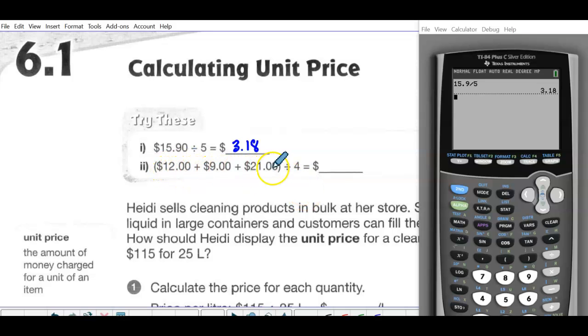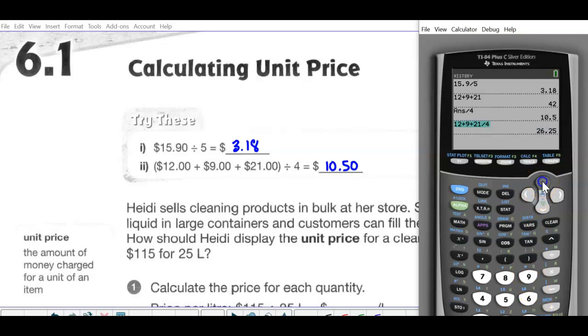Next one, adding up all of these. So notice the brackets. We've got to do those first. So 12 plus 19.99 plus 21. You might want to just do that first in your calculator and then divide by 4. Okay, so that's $10.50. If you added them up and then divided by 4 without brackets, notice how you get the wrong thing.